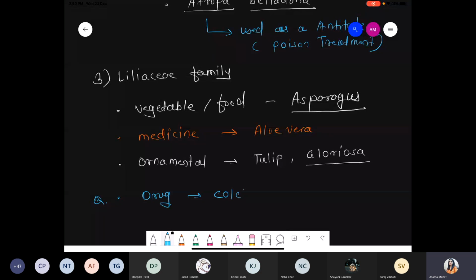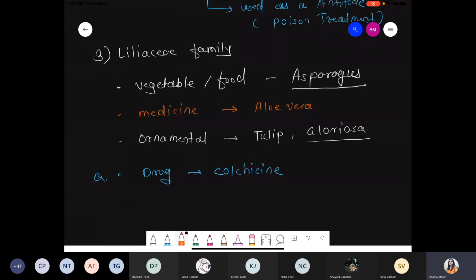You know very well, colchicine is basically responsible for polyploidy. Again, it blocks the mitosis process, and such colchicine drug is obtained from the plant colchicum. Okay, so they obtain it from the plant colchicum.